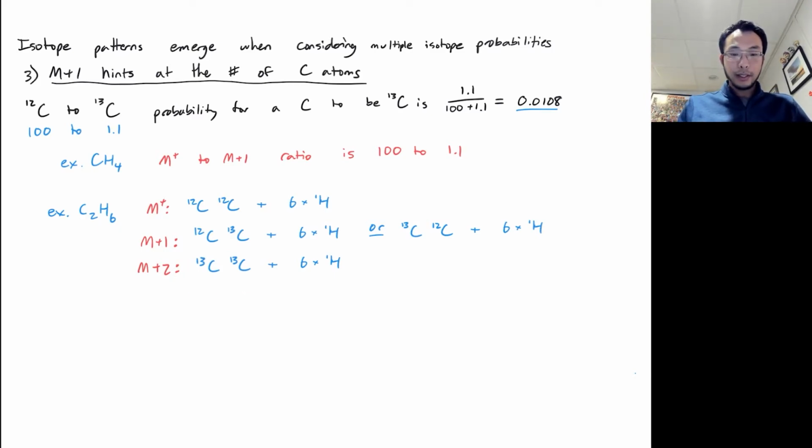So the important thing here is that for the M+1 signal that we would expect for the mass spec of ethane, we have 2 different ways of obtaining that signal, which means that its signal intensity should be twice as big as the M+1 peak for methane. This is because when you're doing probabilities, this is an OR situation, so you can just add up the 2 probabilities. So 0.01 plus 0.01 gives you 0.02.